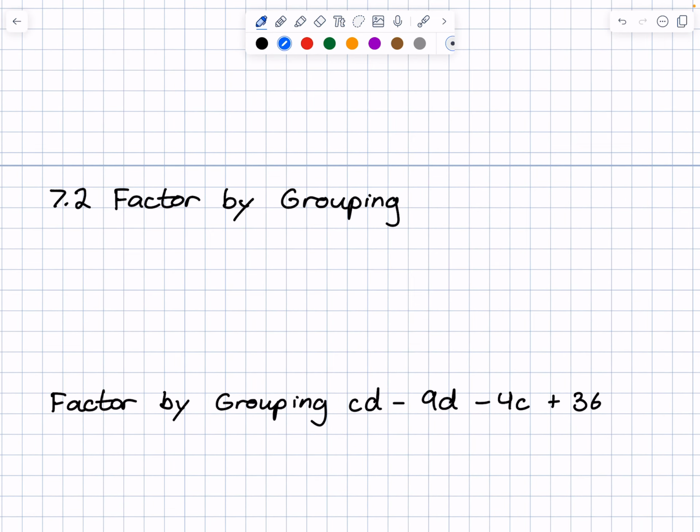Last time we learned greatest common factor. You should always check greatest common factor first. Always. In every context from here on out, whenever you're factoring, you should check the greatest common factor first.